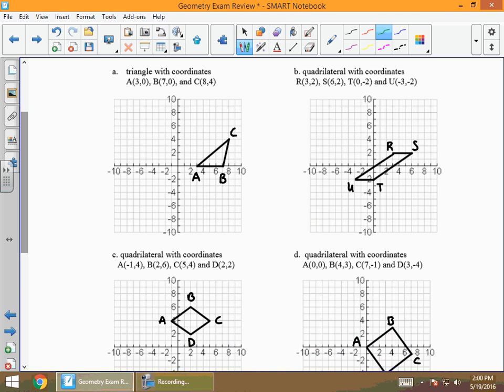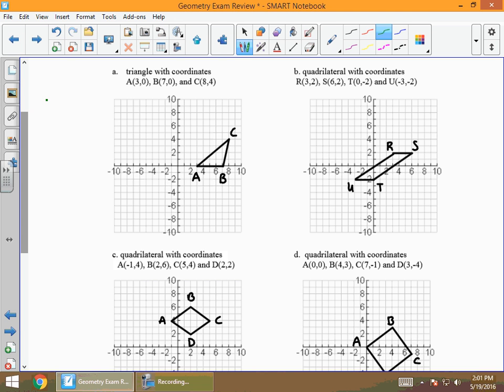So in A, this is a triangle, but what type of triangle? It could be scalene if none of the sides are the same. It could be isosceles if two of the sides are the same. It could be equilateral if all of the sides are the same. So I just need to find the distance of all three sides.